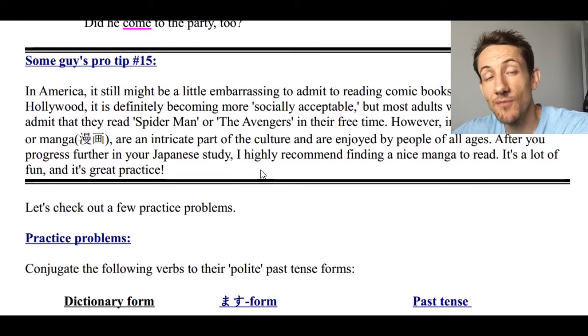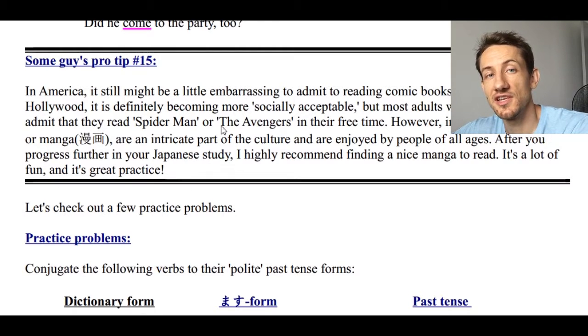So most of you who are watching this are probably into the anime culture, and I think nowadays, with all the comic book movies that are coming out, reading comic books and reading manga has become a little more socially acceptable. And I think that reading manga is a great way to learn Japanese. Of course, you have to read the manga in Japanese. So I encourage all of you to find some kind of manga to read in Japanese.